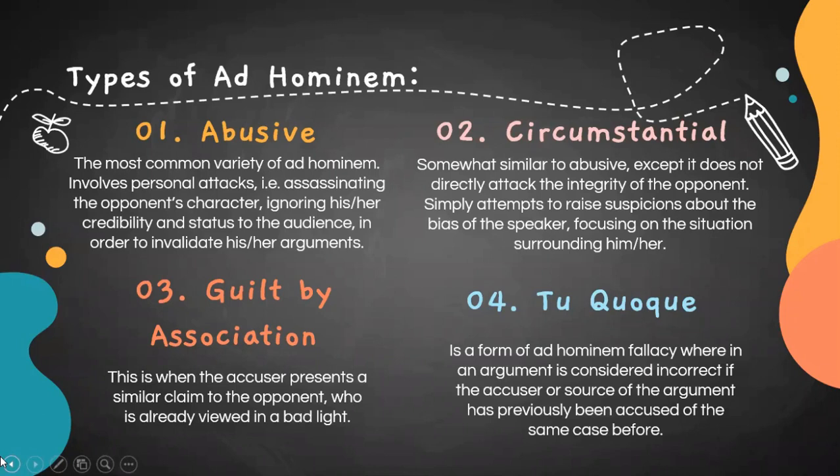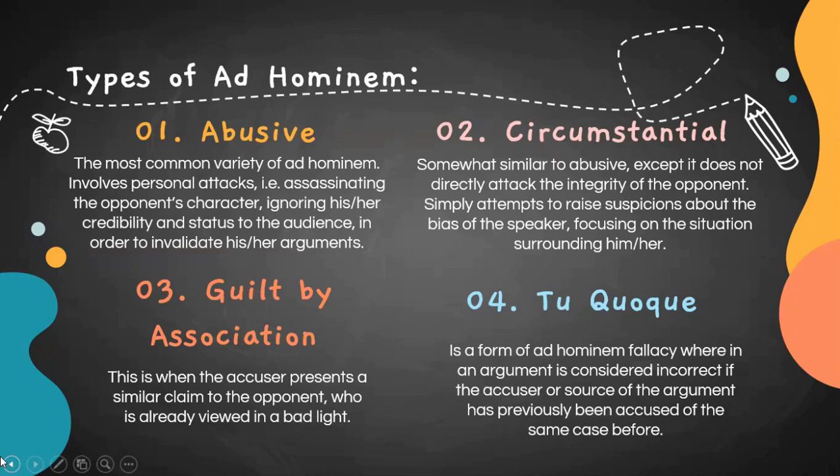Next, these are types of ad hominem. First, abusive. Ad hominem abusive is the most common variety of ad hominem. It involves personal attacks, like assassinating the opponent's character, ignoring his or her credibility and status to the audience, in order to invalidate his or her arguments. This commonly includes name-calling, implying that the opponent is immoral, ignorant, or insane, to convince the audience that he or she is non-credible. For instance, this is why a woman shouldn't do a man's job.